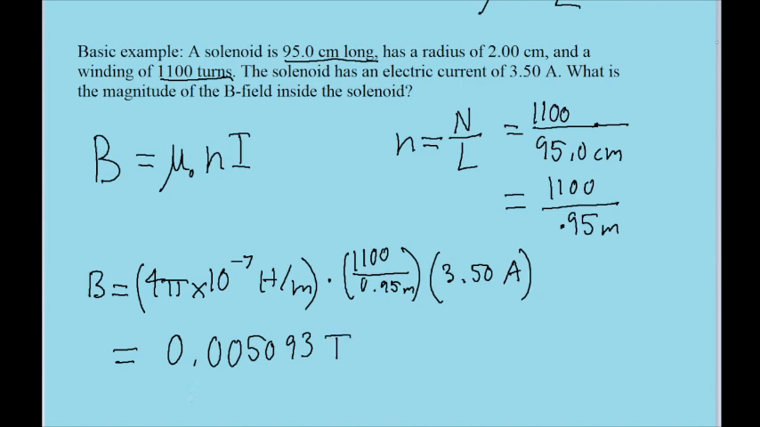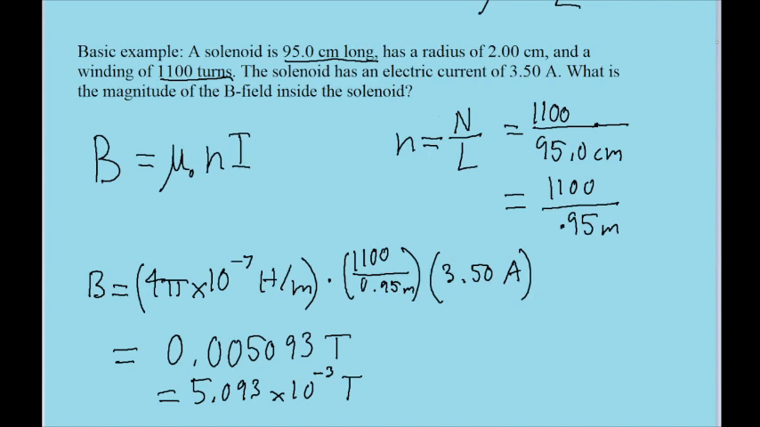If you want to write this in scientific notation, you could bring the decimal point three spots over and write it as 5.093 times 10 to the negative 3 teslas. Either way works, but either way, that is a pretty nice and basic example of a problem involving this solenoid equation.